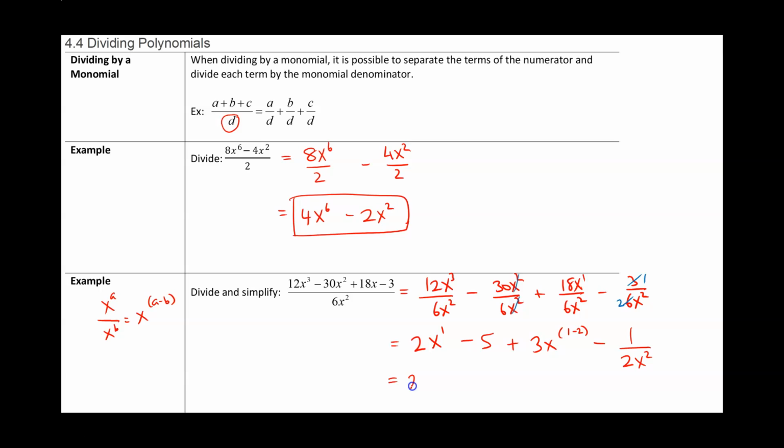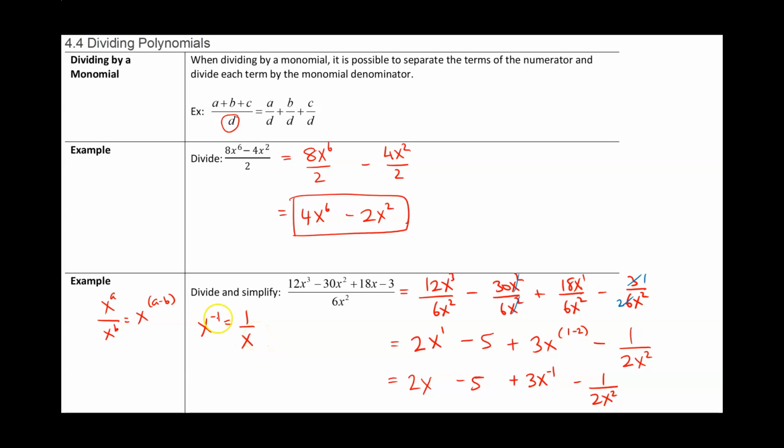Let's simplify this. I have a 2x, I have a negative 5. Now 1 minus 2 is negative 1. So this gives me 3x to the negative first. And then I have minus 1 over 2x squared. But remember, we cannot have a negative exponent. So what happens when you have a negative exponent? An x to the negative first, that's equal to 1 over x.